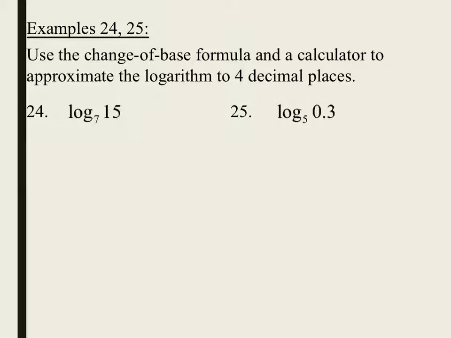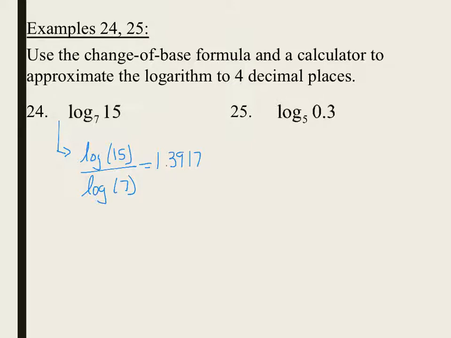So now we can apply this particular issue. We can use the natural log, or we can use the actual common log. I'm going to use the common log. So if I want to find what this actually is numerically, I can change this to be the log of 15, that's a base 10, divided by the log of 7. And that equals 1.3917. That's rounded to 4 decimal places.